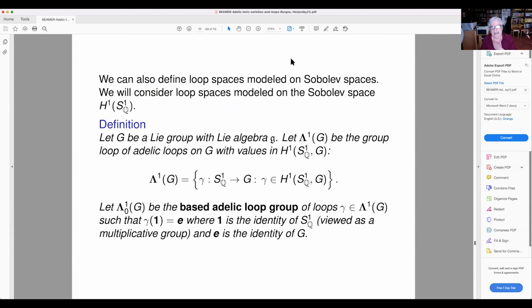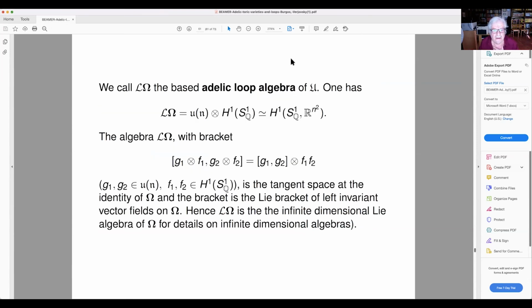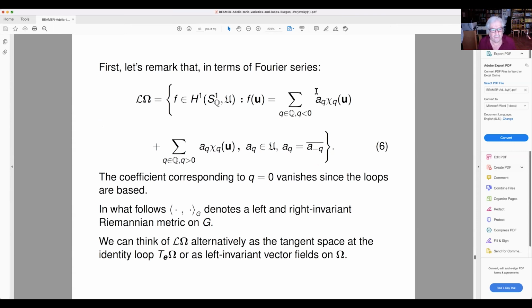Lie algebras are mapped into the Lie algebra, exactly like in the case of loops, almost verbatim as in the work of Segal and Pressley. Let me go faster. The important thing, forgetting all the previous: I take Sobolev maps, because the based Adelic loop space, the maps of the solenoid into the Lie group that send the identity of the solenoid to the identity of the Lie group, is a connected real analytic Hilbert Lie group. In addition, it is an infinite-dimensional holomorphically homogeneous complex Kähler manifold modeled on the loop algebra. This is true for the standard loop group, maps from the circle to the Lie group, and it still holds for maps from the solenoid to the Lie group.